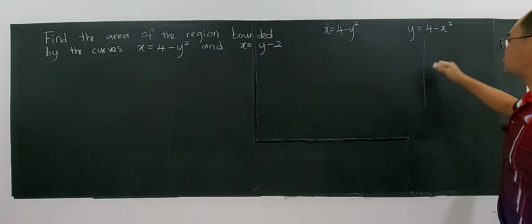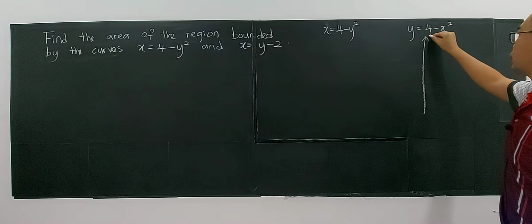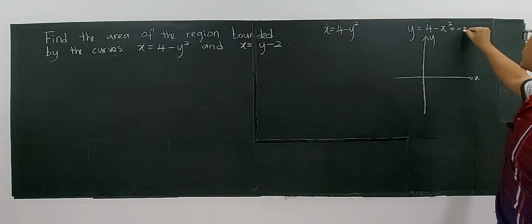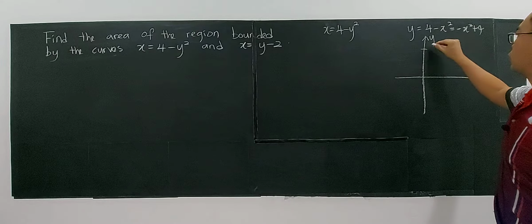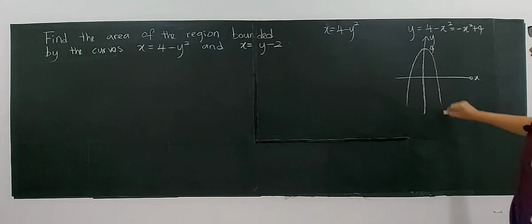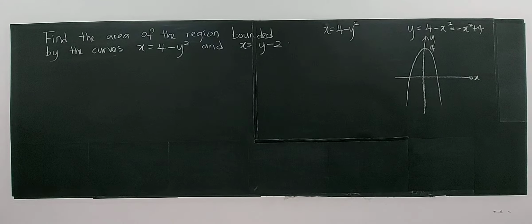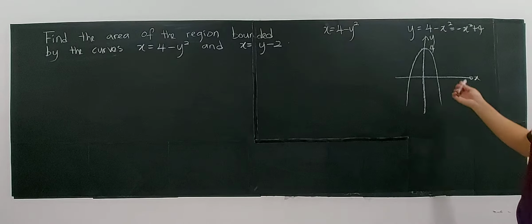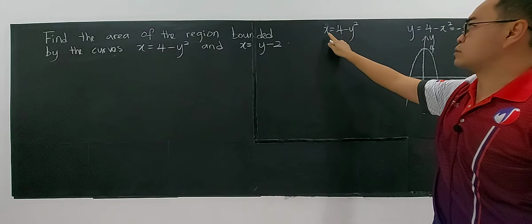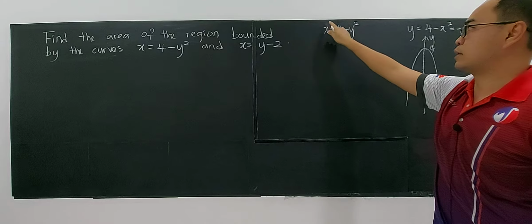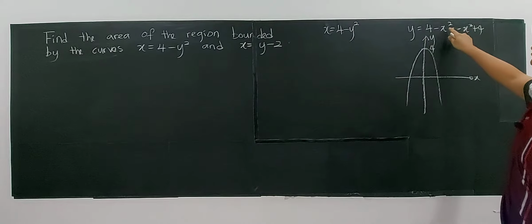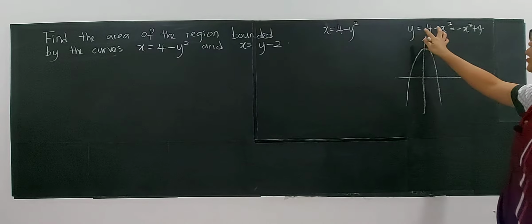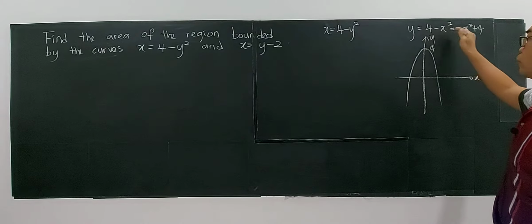Usually you will see this graph with x and y axes. This is actually negative x squared plus 4, which will be going this way. The difference here is that the x is linear and y is squared here. This is x squared and this is y. So if you are converting this to here, this is y equals 4 minus x squared.